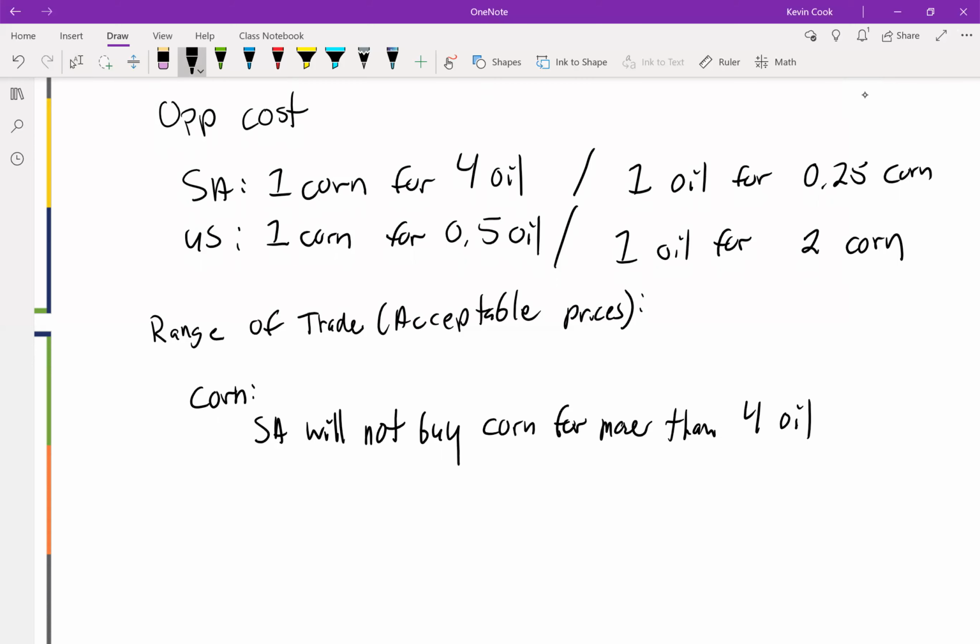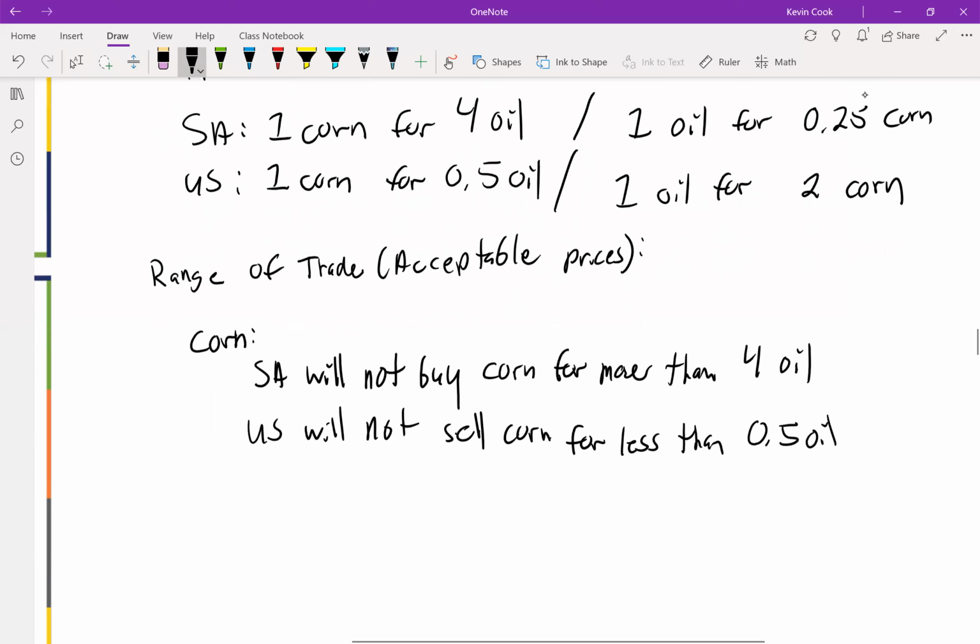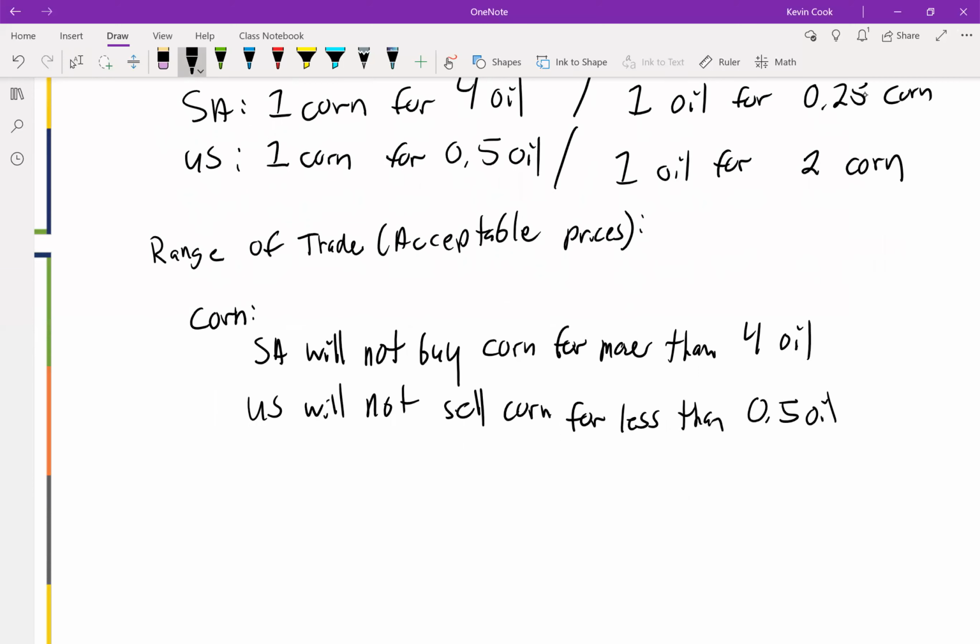But on the other side of corn, the US will not sell corn for less than a quarter of oil, or a half a barrel of oil. The reason for this is, again, if the US were to sell it for 0.25 oil or anything less than that, they're going to say, well, we can just produce more oil ourselves, so it wouldn't be worth our while to produce that little amount of oil. So we have this with corn.